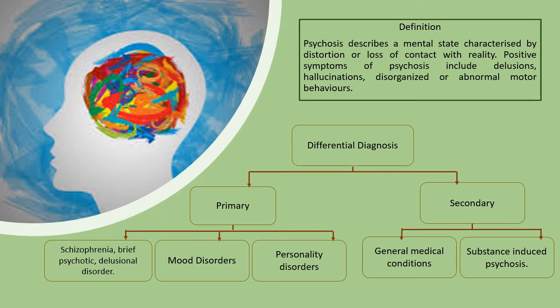Among primary causes, we can find schizophrenia, brief psychotic disorder, delusional disorders, mood disorders such as bipolar disorder, depressive episode, and others, and personality disorders such as borderline, paranoid, obsessive compulsive, and other diagnoses. As secondary causes, we can consider general medical conditions such as head trauma, dementia, delirium, tumor, metabolic causes, infections, or stroke, and substance-induced psychosis.